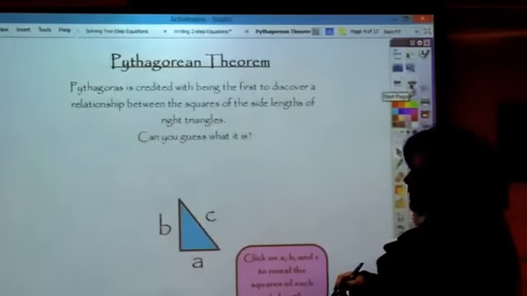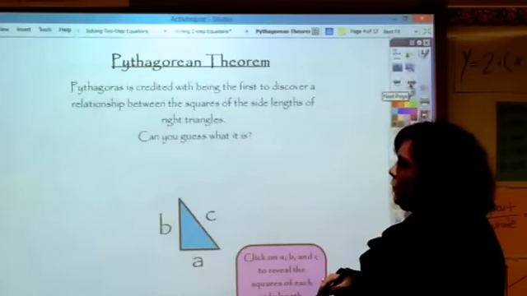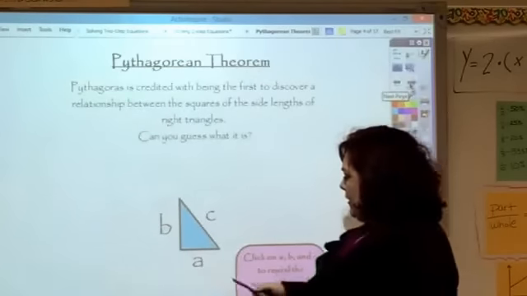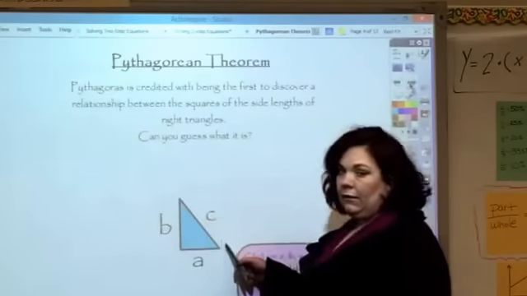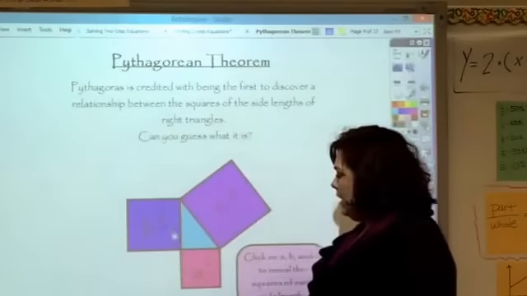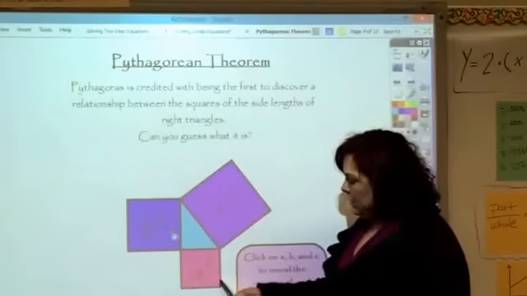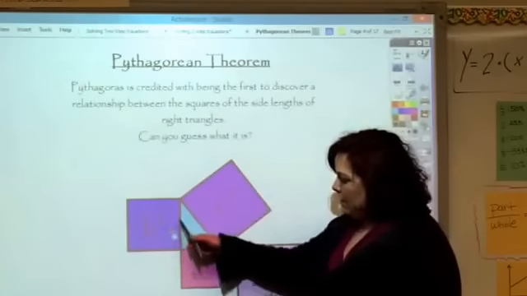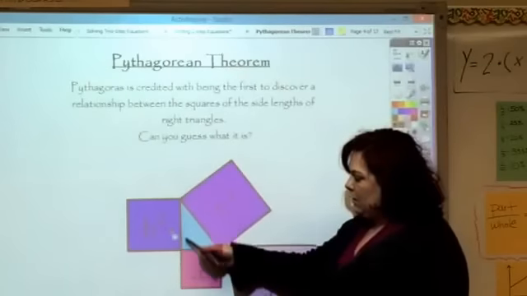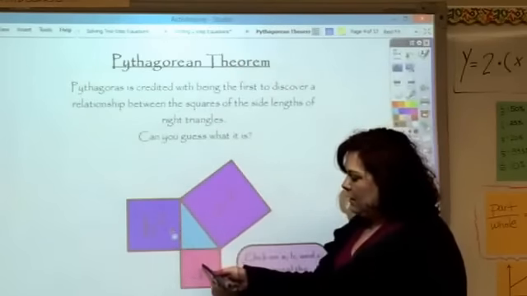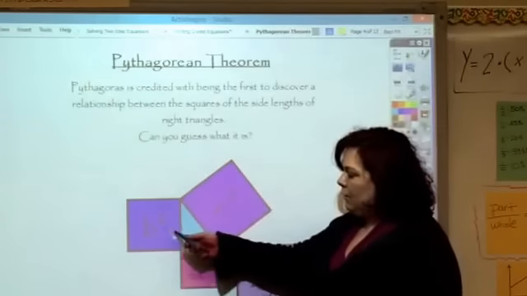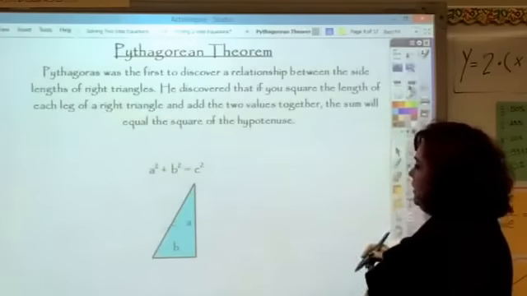So here is Pythagoras's theorem. He was the first to discover the relationship between the squares of the side lengths of a right triangle. So we have this side length and this side length, and it relates to this side length. The square of this and the square of this, combined, equal the square of this side. By knowing these two sides, you can find the third side. Or by knowing the hypotenuse, you can find a side. So this is the way it works.